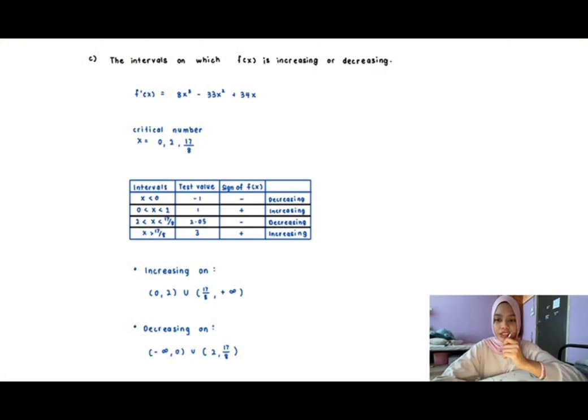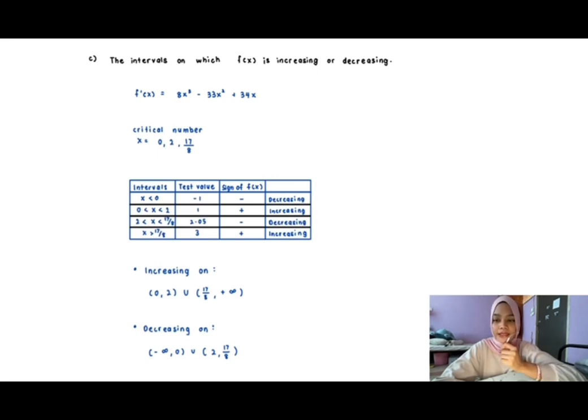The function is decreasing on the interval from negative infinity to 0, and again between 2 and 17/8. In these areas, the derivative is negative, meaning the graph is moving downward. The function is increasing on the interval between 0 and 2, and for everything greater than 17/8. In this section, the derivative is positive, and the graph is moving upward.